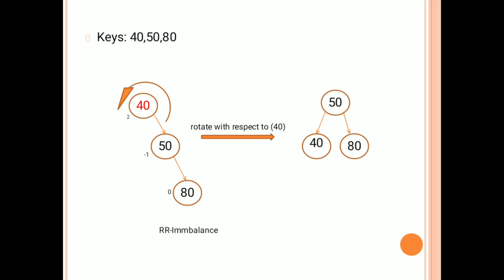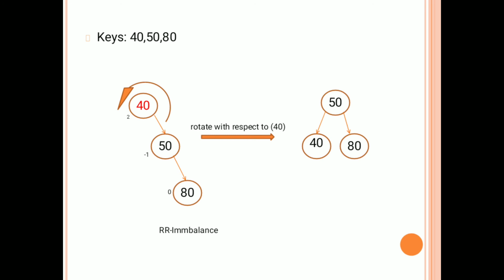Why? Because 40 is the root element. 40 has no nodes on the left side but it has two edges on the right side, that is, 40 is right weighted. So by inserting right of right, the tree became imbalanced. So it is called RR imbalance, right of right imbalance. That's why this rotation is called RR rotation.